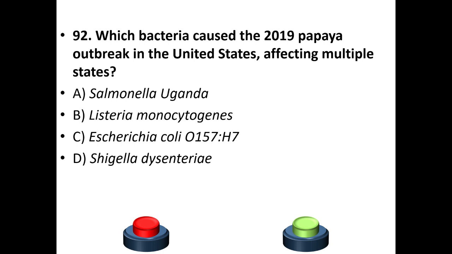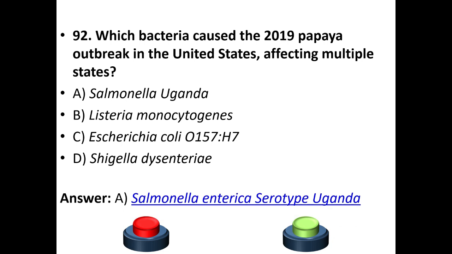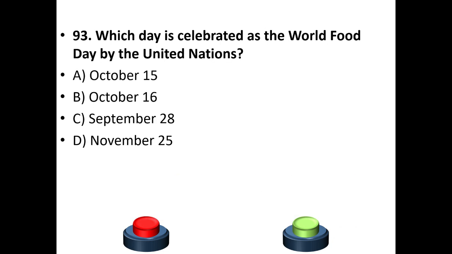92. Which bacteria caused the 2019 papaya outbreak in the United States affecting multiple states? Salmonella Uganda, Listeria monocytogenes, E. coli, Shigella dysenteriae. Your answer is option A, Salmonella enterica serotype Uganda.